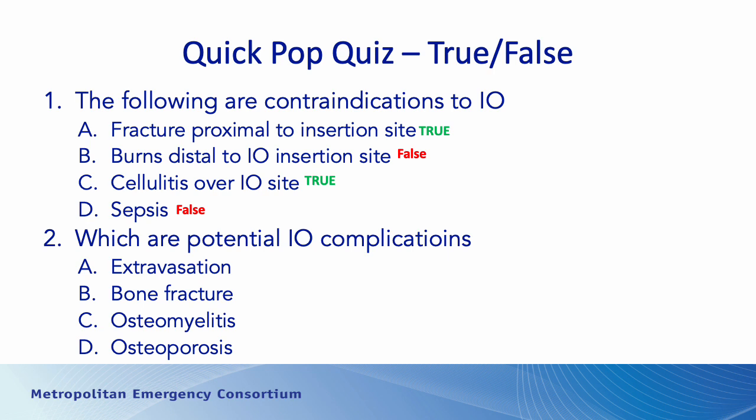How about what are potential complications? Well, extravasation, I think that's easy as a true based on our clinical scenario. Bone fracture, that is also another complication that's recognized for IO placement. Again, it's more likely to be in a patient who's got osteoporosis or thinning of the bone. How about osteomyelitis? Is that a complication? Potential complication? Yes, it is.